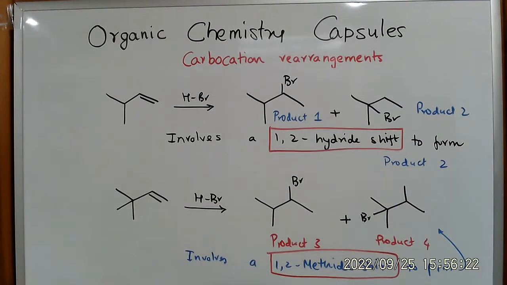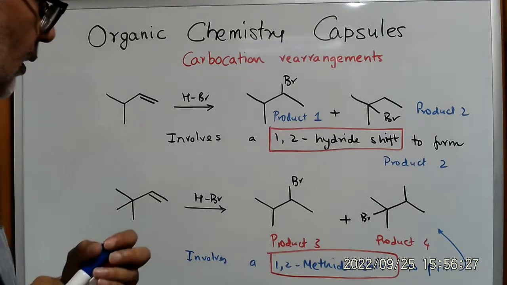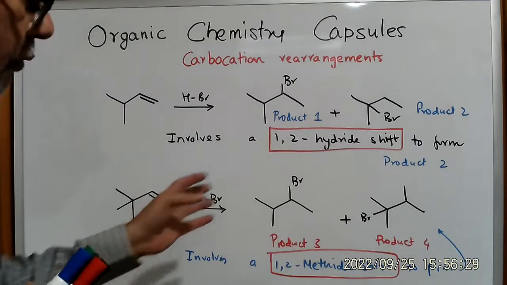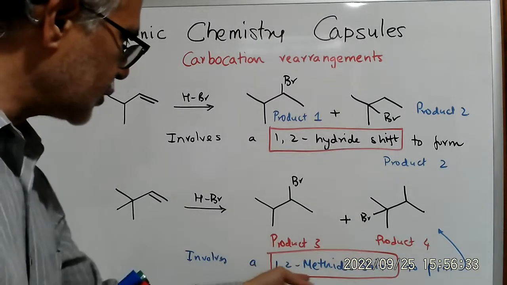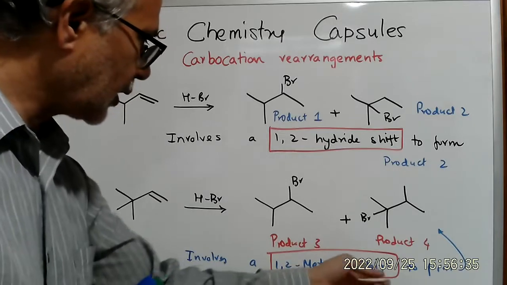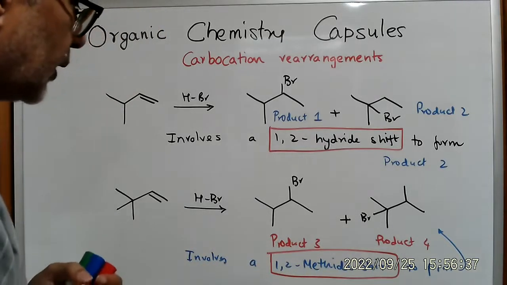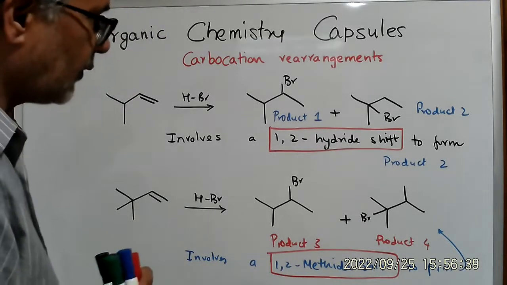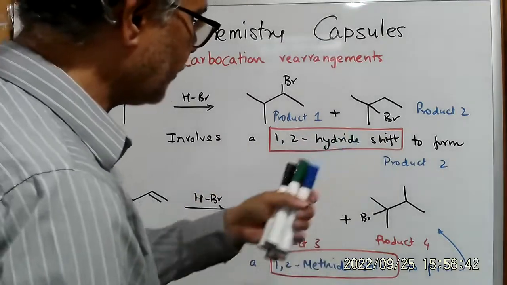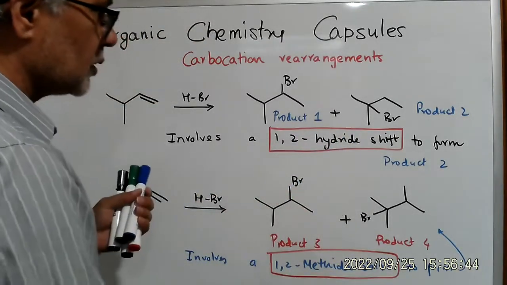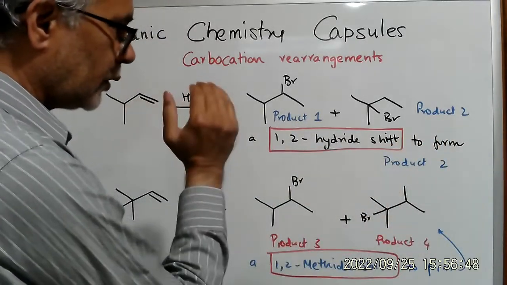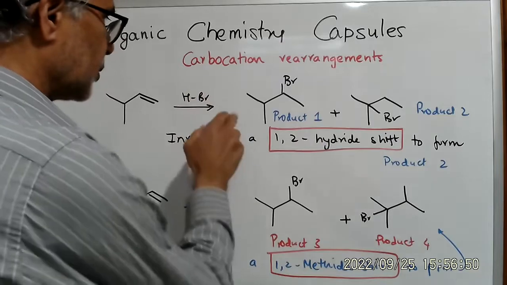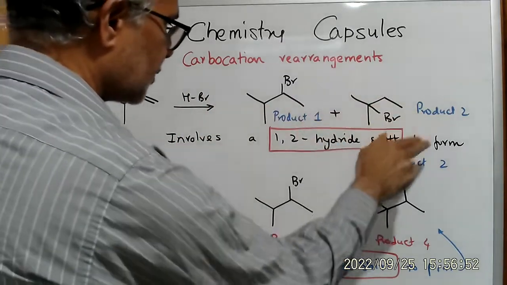So in this continuing carbocation rearrangements, we look at a new reaction and a new rearrangement. The new rearrangement is here in red, 1,2 methide shift, in this rectangular box in blue. Previously we have seen a 1,2 hydride shift which led us to product 2. Without the 1,2 hydride shift, the expected product is product 1.